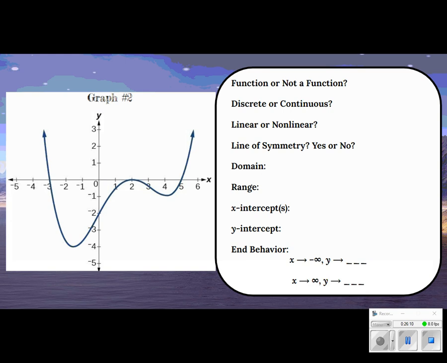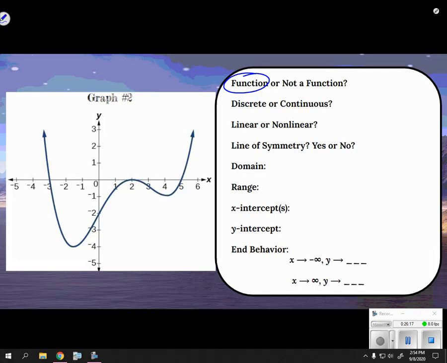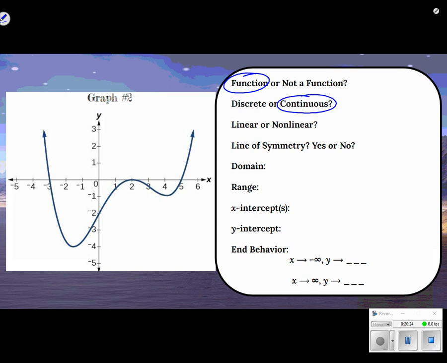All right, so let's look. Is this a function? Yes, it is. It is not one of our function families, though. This is an x to the 4th function family, which you don't have to worry about. It is continuous because it's not made up of single spaced out points. It is made up of a curved, smooth line. It is nonlinear because it is not a straight line. It does not have a line of symmetry because if I tried to cut it even right here, the left side doesn't match the right side. So it does not have any line symmetry.